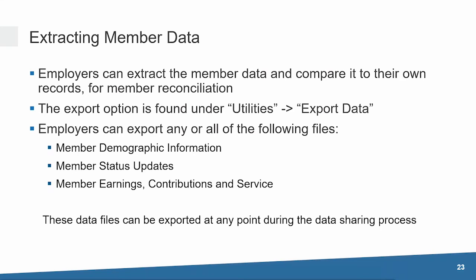Member Earnings, Contributions, and Service file. For any status updates reported in the year, this file contains their earnings and contribution as of the effective status date. These data files can be exported at any point during the DCT process, either before and/or after your data has been imported. The exports for member prior year retroactive payments, member partial day leave, and members with NC status do not apply for DB Plus only employers.